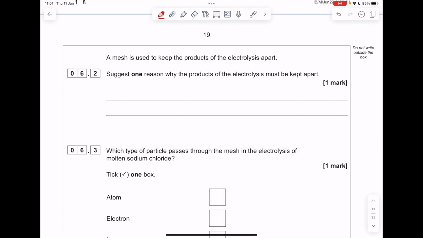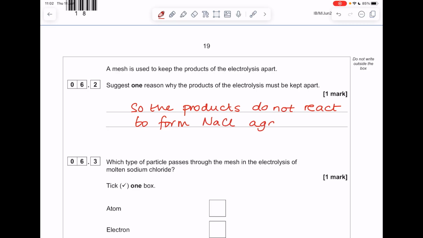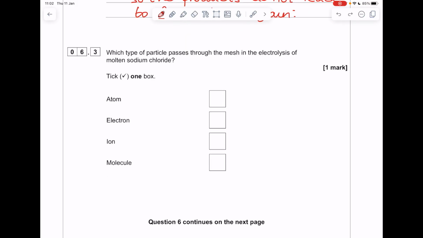A mesh is used to keep the products of the electrolysis apart. Suggest one reason why the products of electrolysis must be kept apart. The reason for that is so that the products do not react to produce your original sodium chloride again, because that would be entirely pointless. Which type of particle passes through the mesh in the electrolysis of molten sodium chloride? Remember, electrolysis involves the movement of ions.